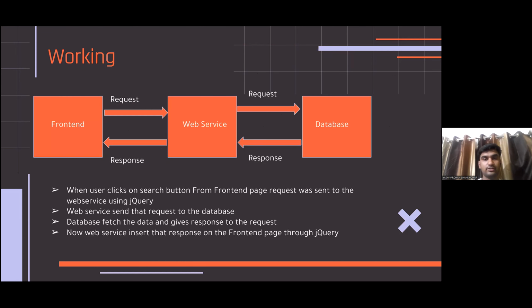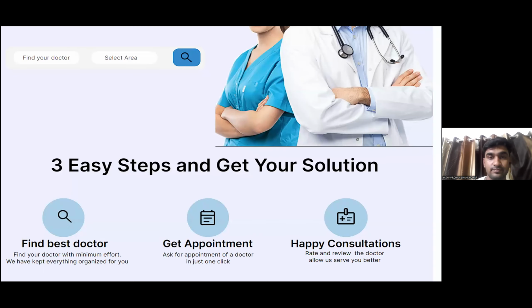Now I would like to explain the working. This is our front page. It sends a request, the search area and category of the doctors we need to search, to our web services. In turn, web services send a request to our database, and the database resends the results if they match the search area and the category, and sends the response back to the web services. Web services send the response back to the front end in the form of HTML, CSS, and JavaScript through jQuery.